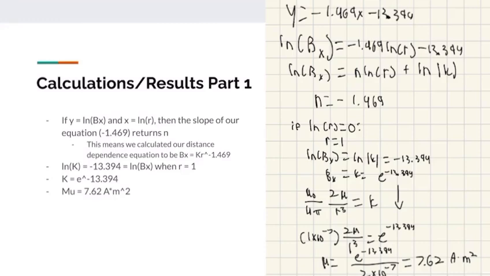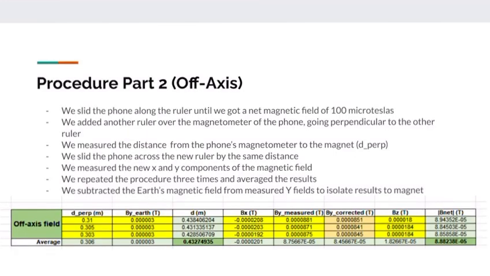So if we set r equal to 1, we can just use our general equation for a bar magnet's magnetic field on the axis of the moment, which is the magnetic constant times 2 times mu over radius cubed. We set that equal to K, or e to the negative 13.394, and we isolated mu, and we ended up with mu is equal to 7.62 amperes times meter squared.